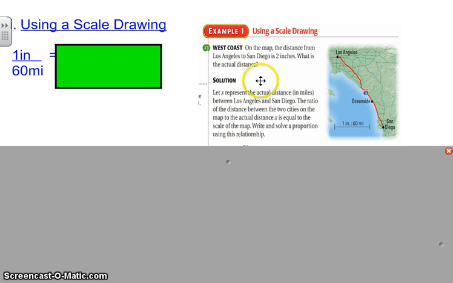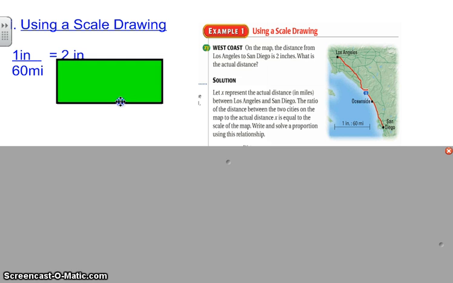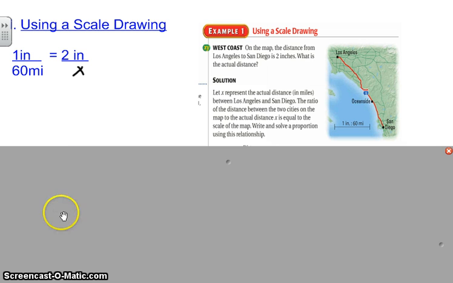And the question asks us, what is the actual distance from Los Angeles to San Diego if that measurement is 2 inches? So who can finish this proportion we're setting up? Lauren? Well, you're going to want to have the distance on the map and the actual distance. Good. And the distance on the map here is 2 inches. So we're going to have 2 inches over the unknown x.